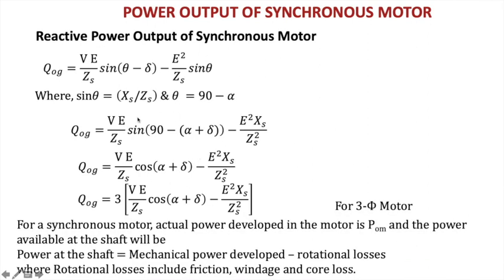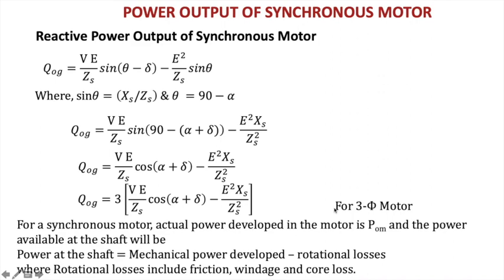Now the reactive power output of the synchronous motor: take the imaginary part from the power output equation and substitute sin theta equal to X by Z and theta equal to 90 minus alpha. Use the trigonometric identity, and you will get the output reactive power equation as VE by Zs cos alpha plus del minus E square Xs by Zs. For the 3-phase, you multiply it by 3.